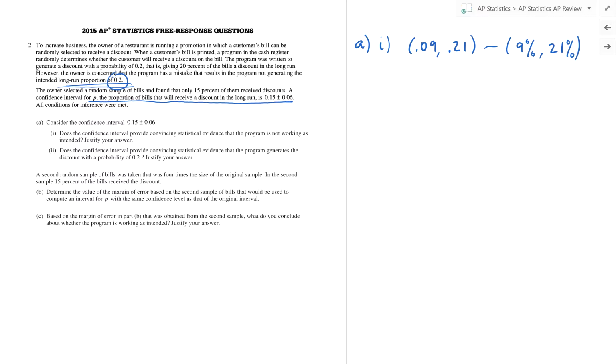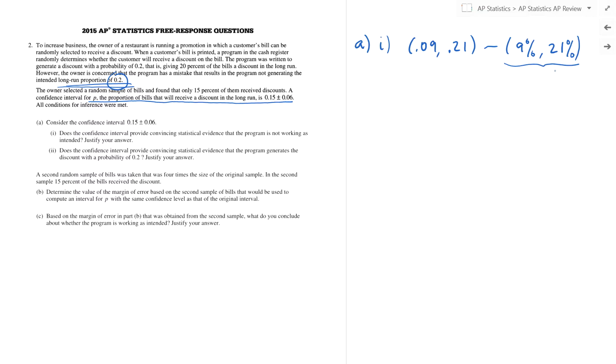Justify your answer. Well, what do you guys think? I know now you're talking to your computer or your phone or whatever it is you're looking at this on. Well, 20% is in this interval. First of all, I say 20% is in this. Well, what does this mean?